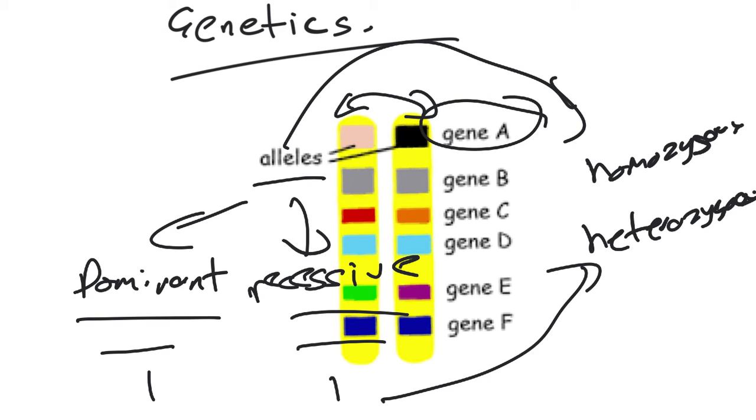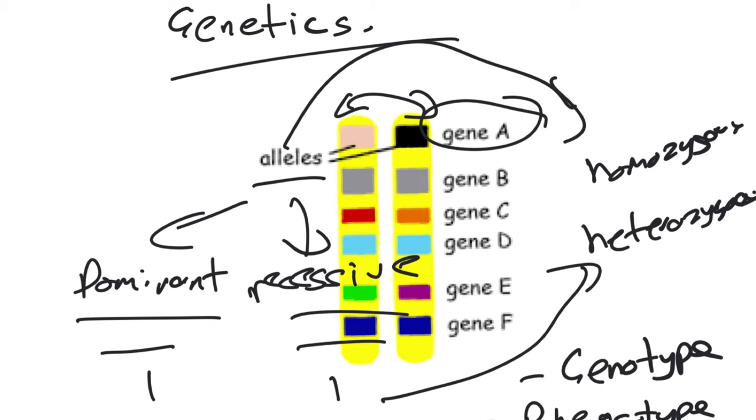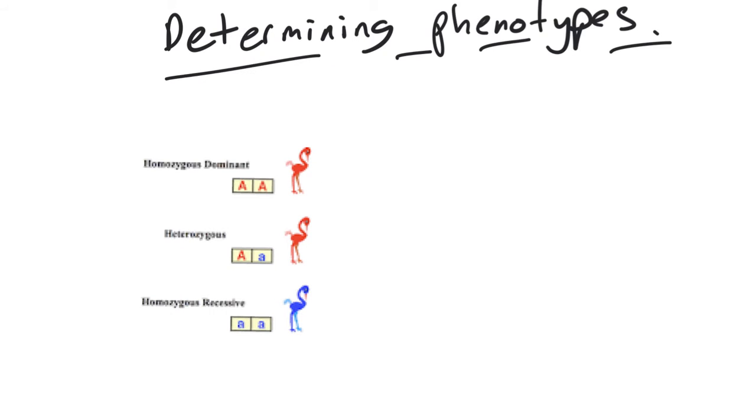When we talk about this, we are talking about your genotype. So your genotype is the type of gene you have, which is different from your phenotype. Your phenotype is the physical characteristic caused by that gene. So that's the basic question. How do we know what the phenotype will be from the genotype?